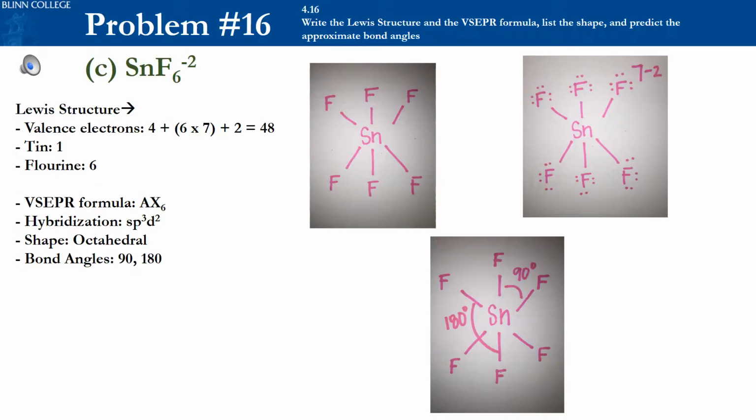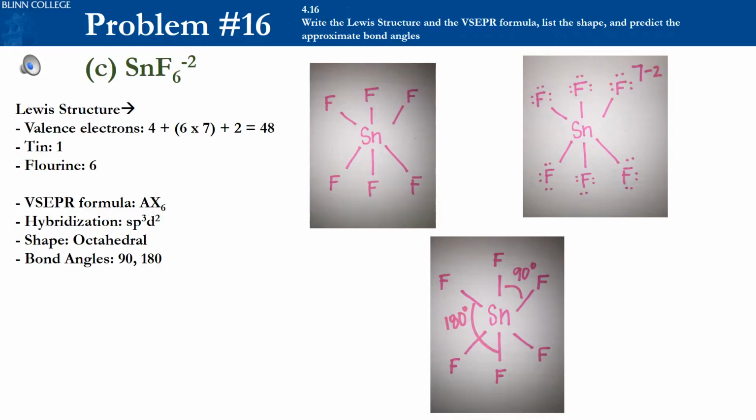Okay, now we move on to part C of problem 16. Again, first we will find the total number of valence electrons. For the fluorine atom, there are 7 valence electrons, and the 2 negative charges contribute the additional 2 electrons. So therefore, we're going to have 48 valence electrons.